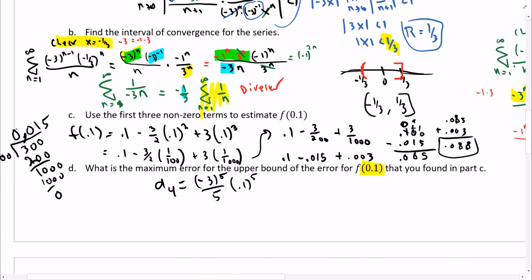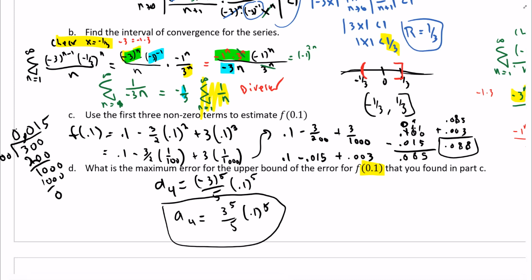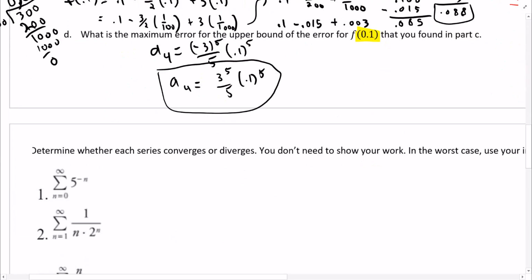And the thing about the maximum error is you don't really care about negatives. So this is the same thing as 3 to the 5th over 5 times 0.1 to the 5th. There's no reason to go any farther than that. That's the maximum error. It's just the next term in an alternating series, which is the biggest the error could possibly be. All right.